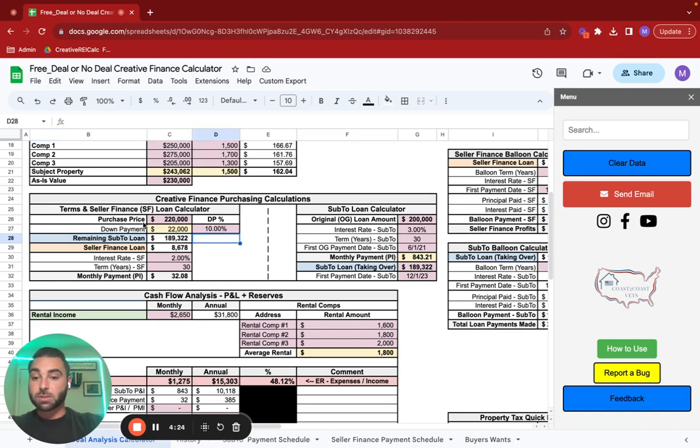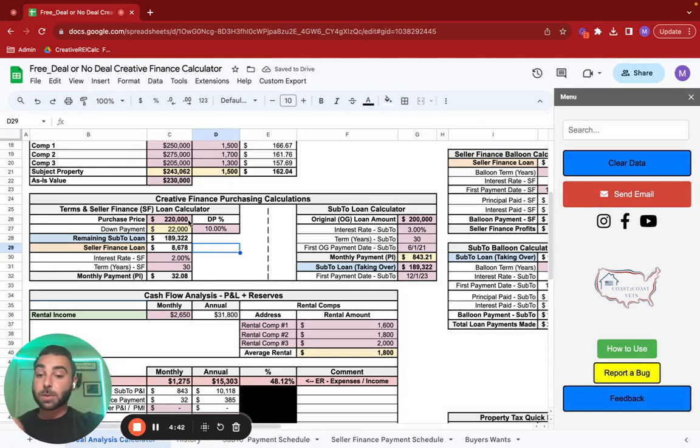So your purchase price is $220,000. That's what you agreed to with the seller. Assuming a 10% down payment, you could change this. Let's say you have 5% or you have 25%, whatever. You can change this amount, but we're going to go back to the 10%.